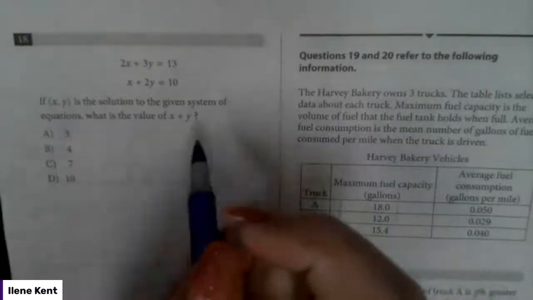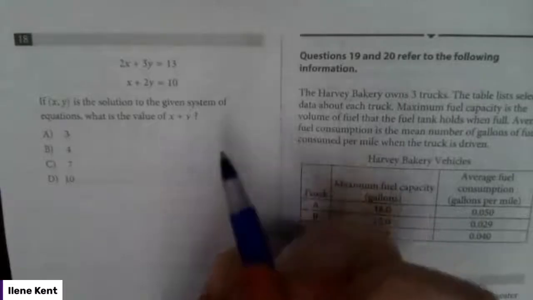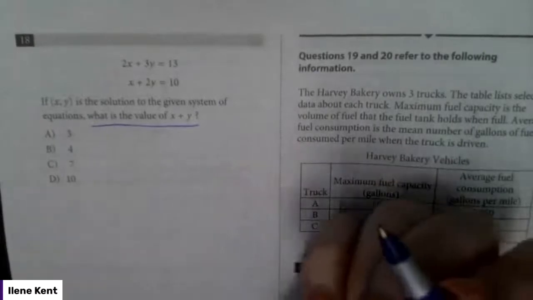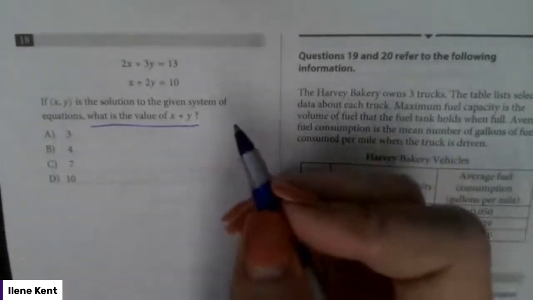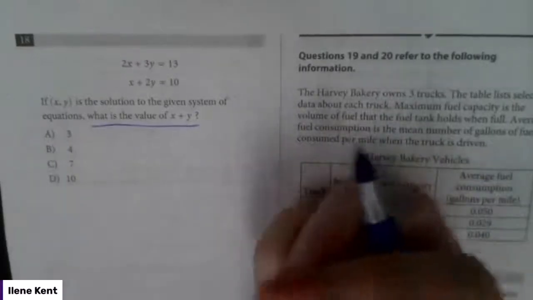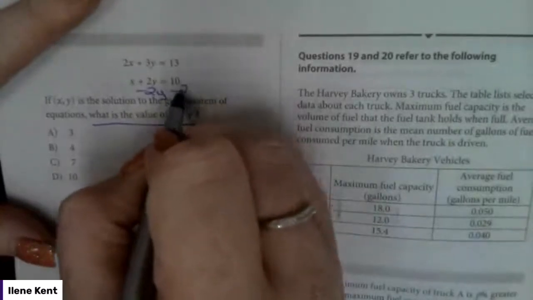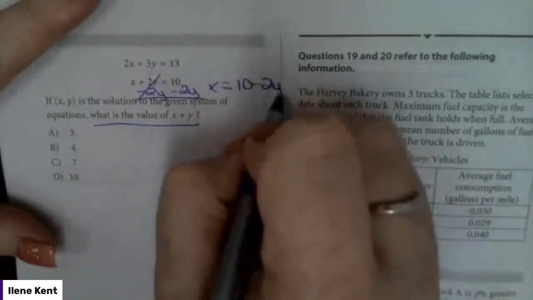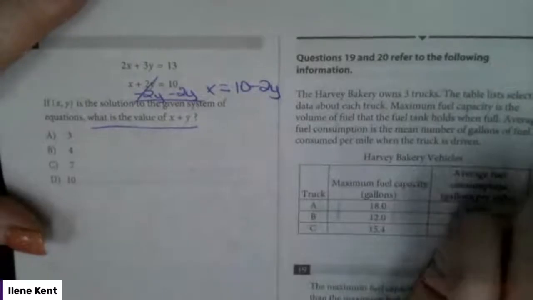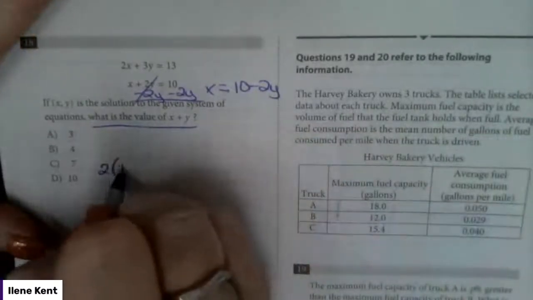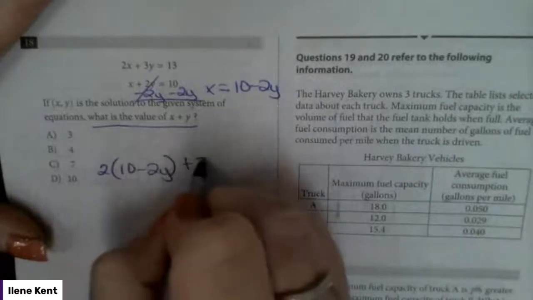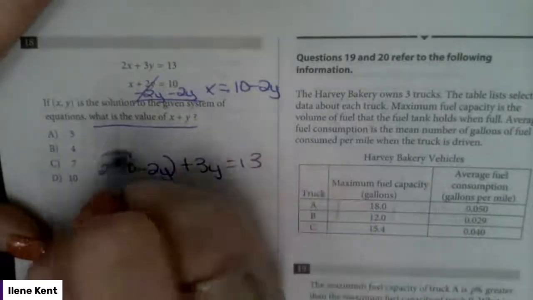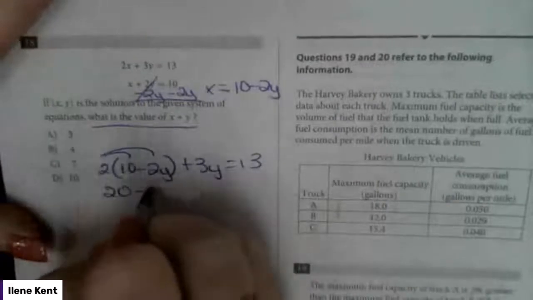For number 18, this one says, if xy is the solution to the given system, what is the value of x plus y? Yet another system of equations. If you study nothing else for the SAT, study systems of equations. There's a ton of them on there. So let's do what we did last time. We're going to use our substitution. So I'll just move this over and rewrite this equation like this. So x is going to equal 10 minus 2. And I'll substitute that into my first equation here so that I can figure out what y is, because now I only have one variable.